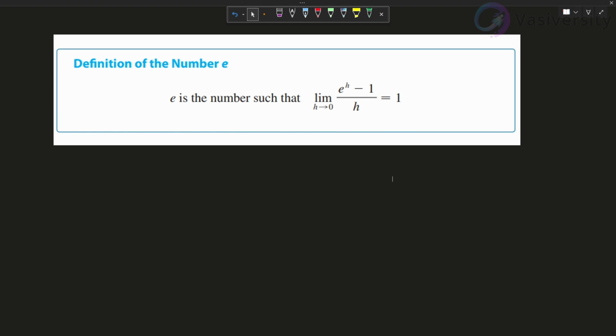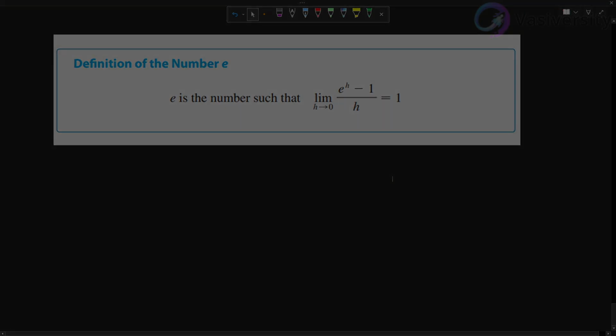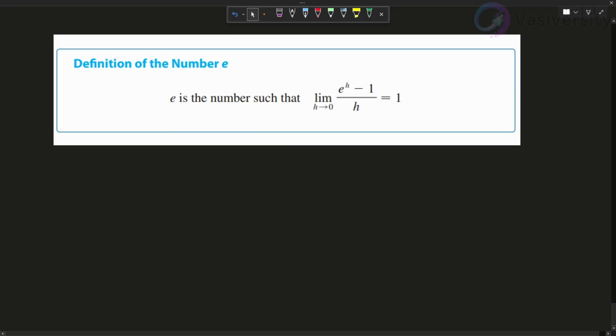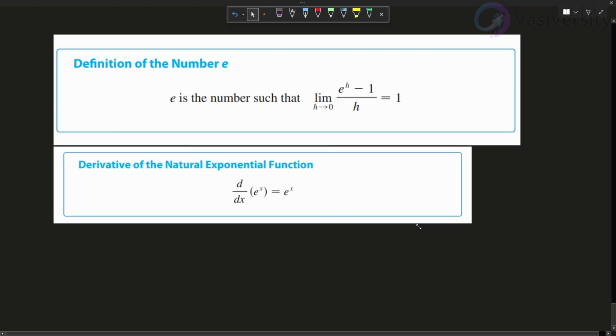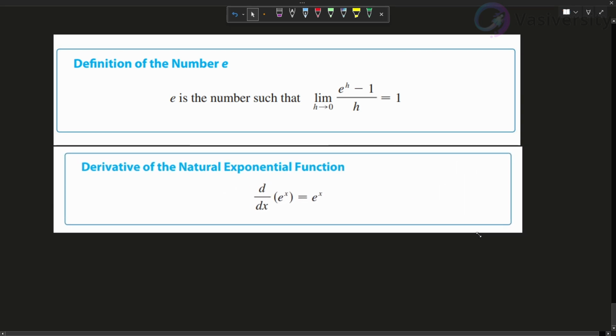And the nice thing about e to the x is that it has the following property: the derivative of e to the x is e to the x. So the derivative is itself, which happens to be extremely useful in calculus. Next time we will talk about the product and quotient rules. Thank you, students, and see you in the next video.